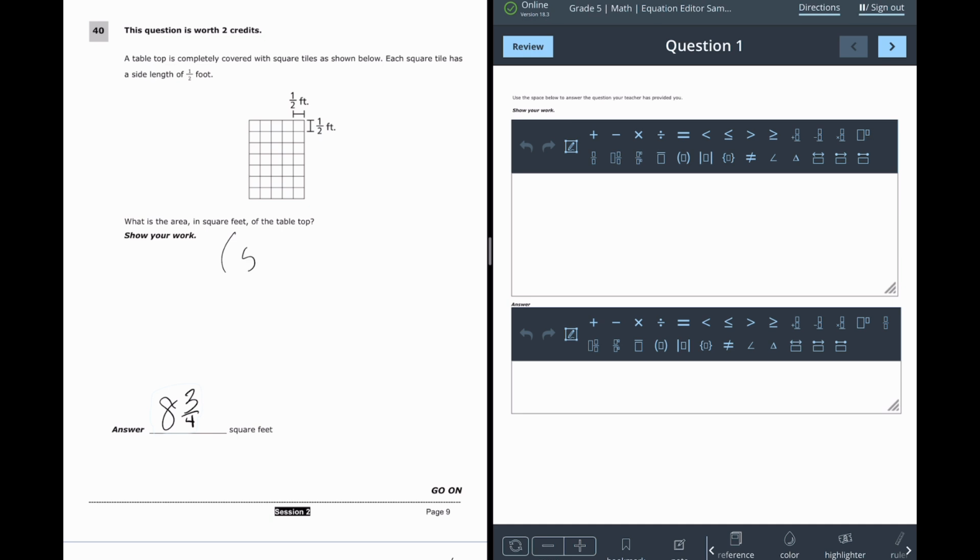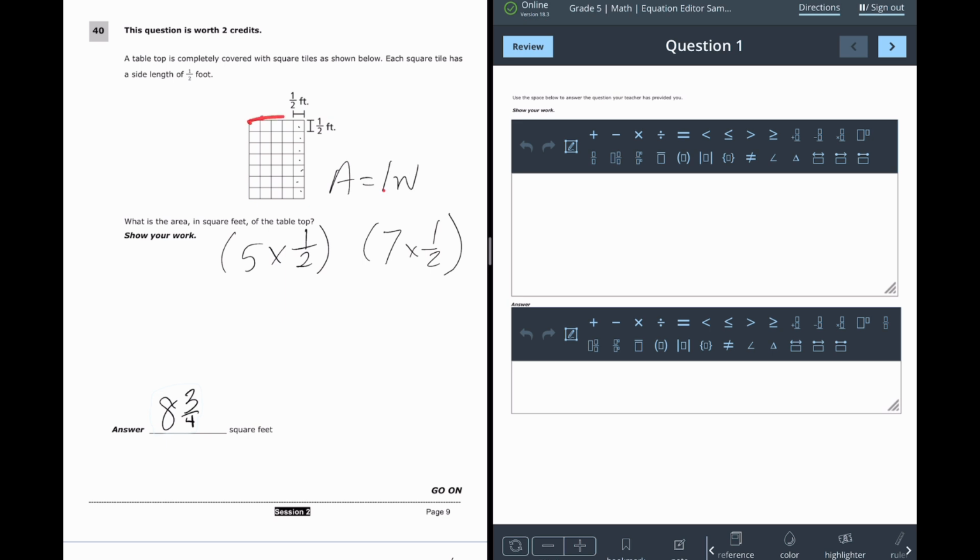So 5 squares, and each one is half a foot. And then the other side is 1, 2, 3, 4, 5, 6, 7. So 7 times half a foot. All right, and I'm really just doing area is equal to length times width. So I can see where I'm getting the length.